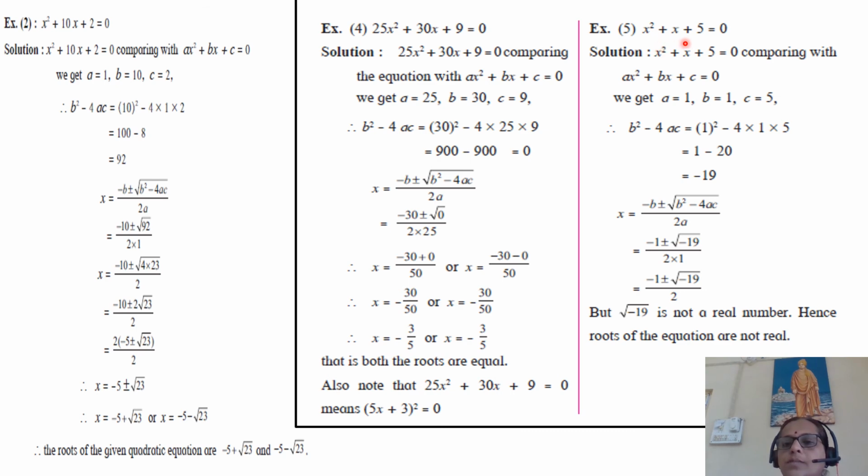These two are the roots of your given quadratic equation. Next, x² + x + 5 = 0. Again compare it. a is 1, b is 1, c is 5. Find b² − 4ac. Substitute the values in the formula. You have (−1 ± √(1 − 20))/2, which is √(−19) over 2. The root of −19 is not a real number. Hence the roots of the equation are not real roots.